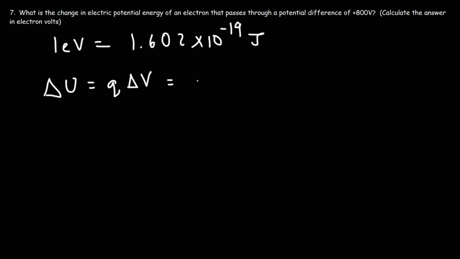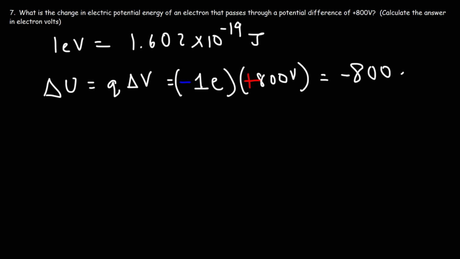The charge of 1 electron, we can write it as 1e, but it has a negative charge, and it's passing through a potential difference of 800 volts. So this is positive 800. So the answer is simply negative 800 electron volts.